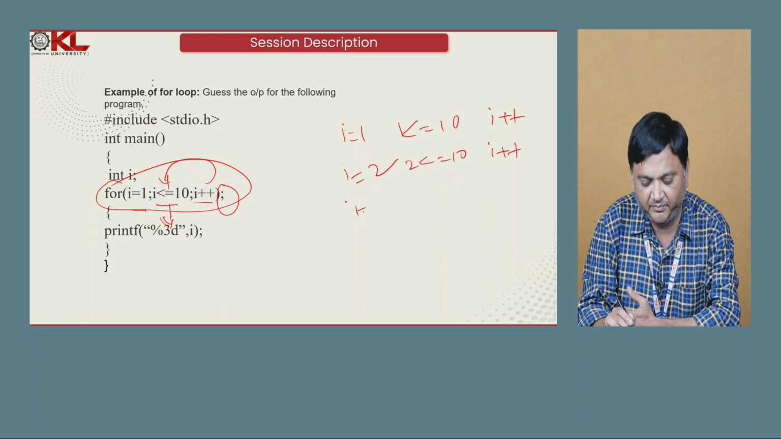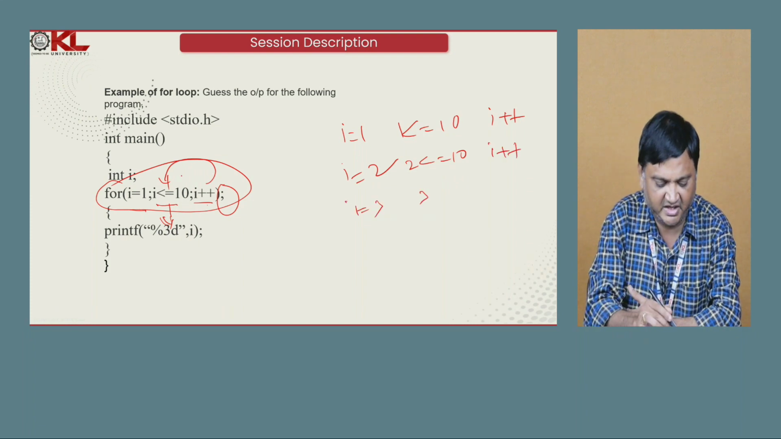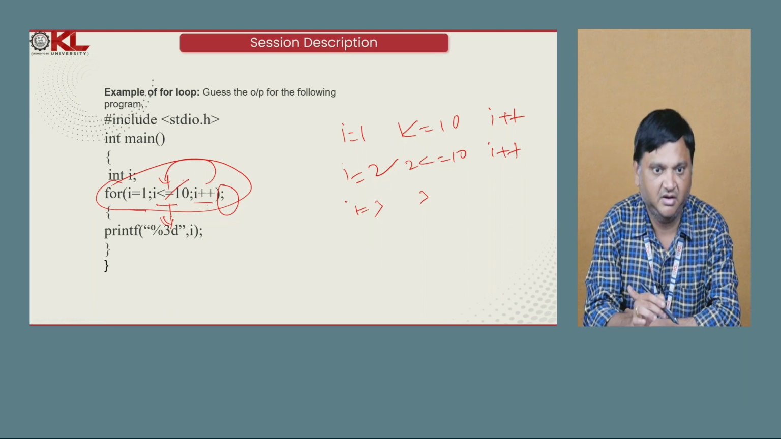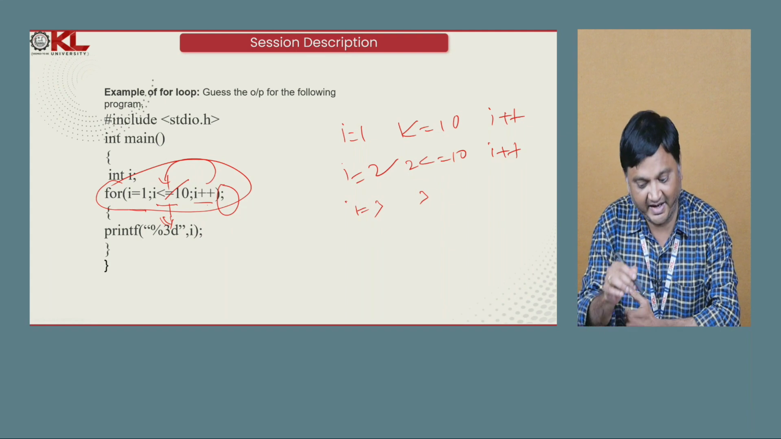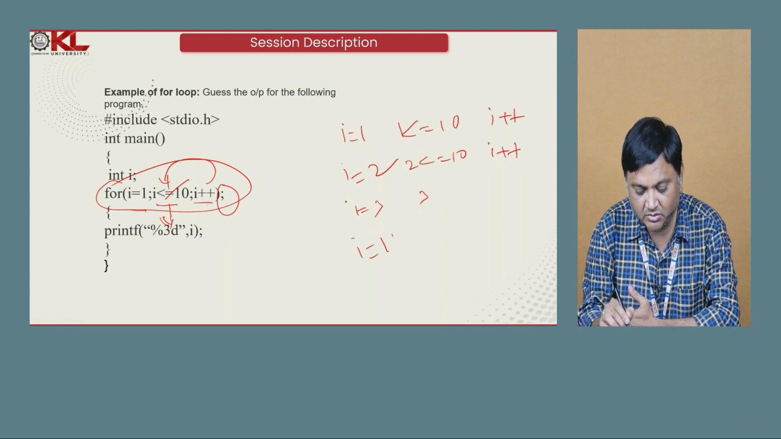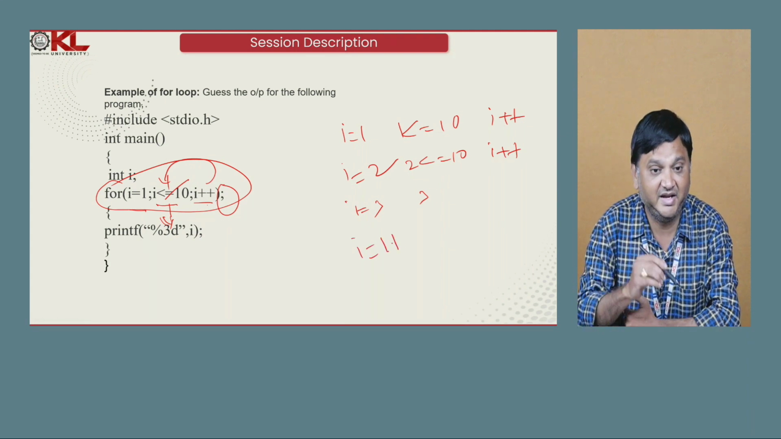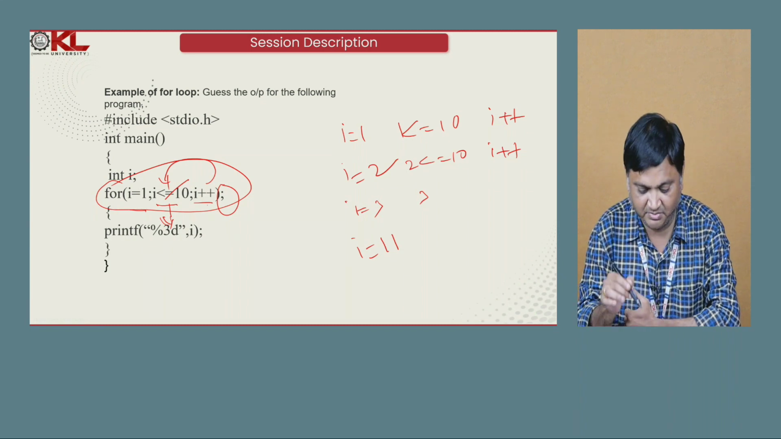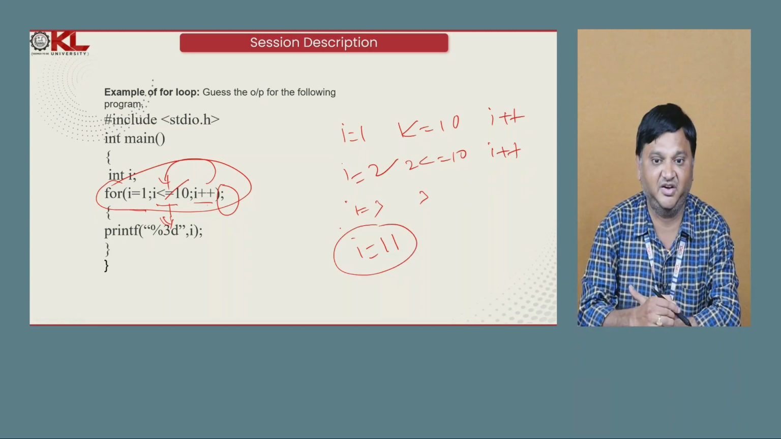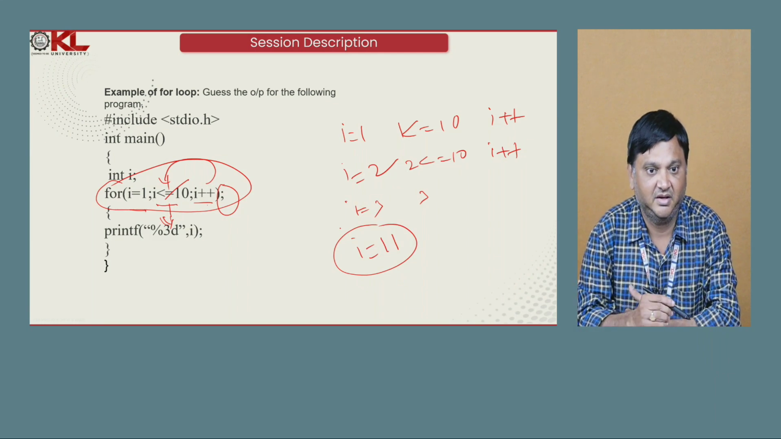What will the i value be? 3. Again it checks the condition. Is 3 less than or equal to 10? Yes. 4 less than or equal to 10? Yes. 10 less than or equal to 10? Yes. Again i increments. What is the last value of i where the condition will not be satisfied? Yes, my dear students, the i value will be 11, where the condition doesn't hold.